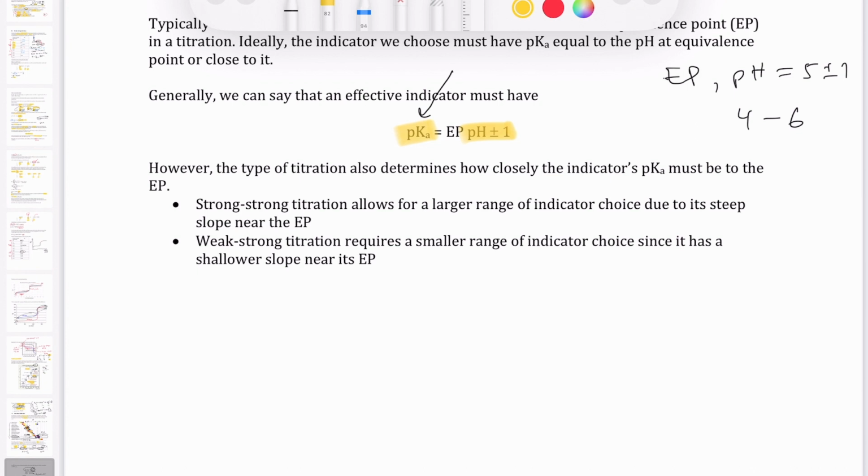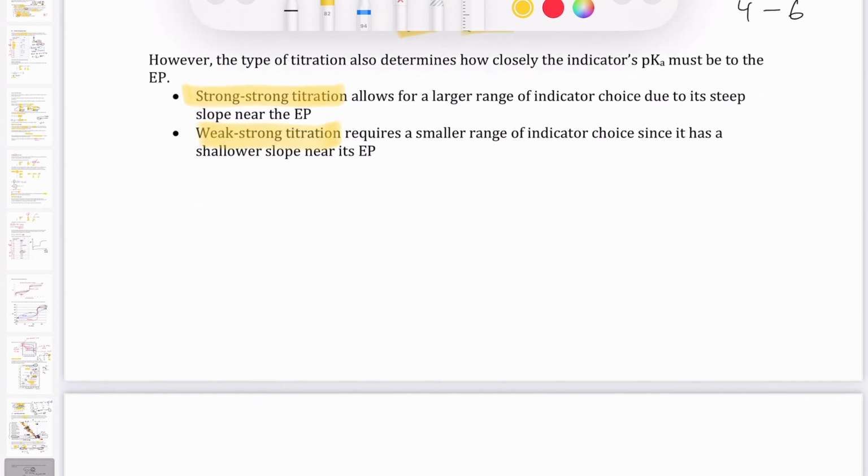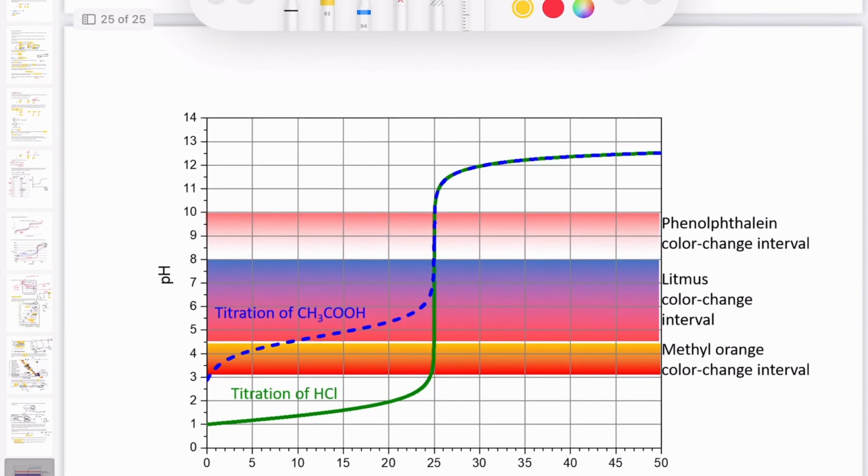Strong-strong titration allows for a much larger choice of indicator compared to weak-strong titration. The main reason for this is because in a strong titration, that change in pH is very, very steep, okay? So the green plot right here is showing you a strong titration of HCl with NaOH, and you can see that this portion of the plot has a huge change in pH, so the y-axis value changes by a lot, even though the x-axis value changes only by a little.